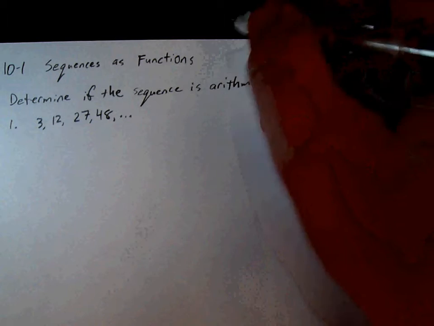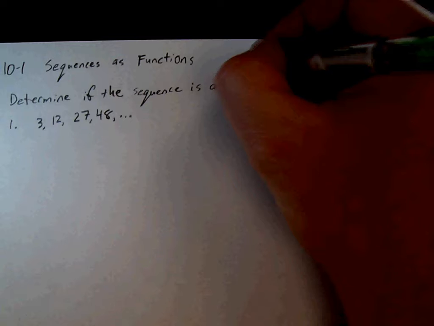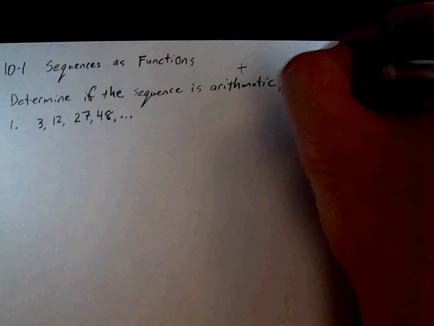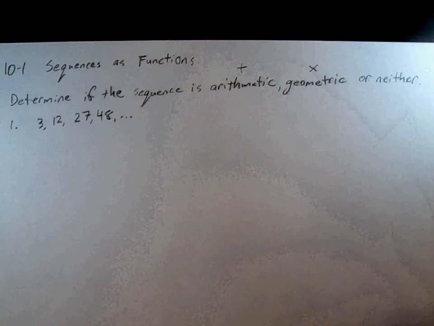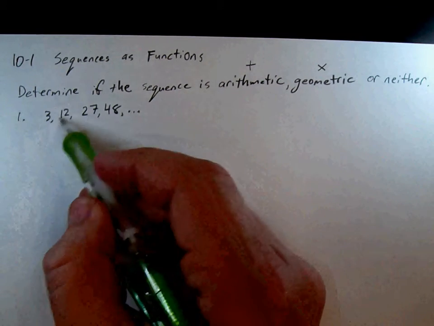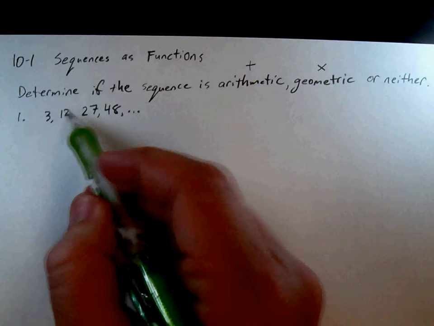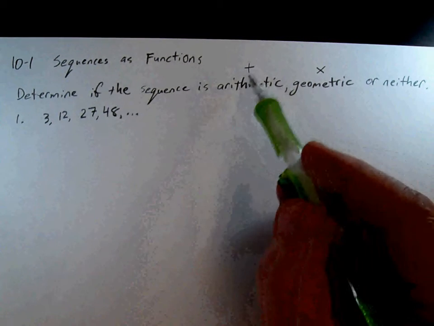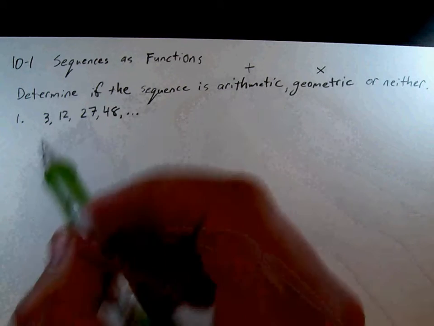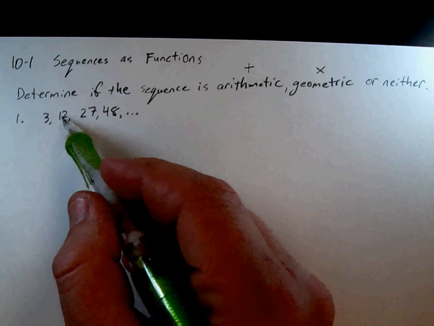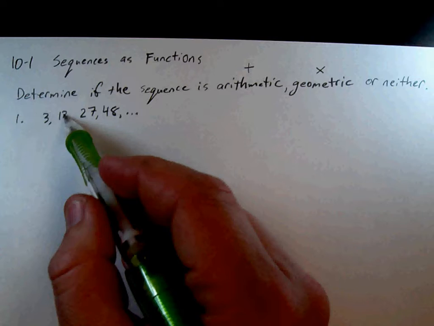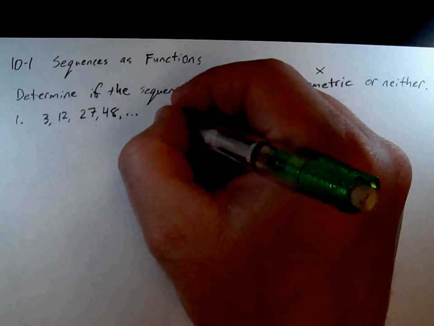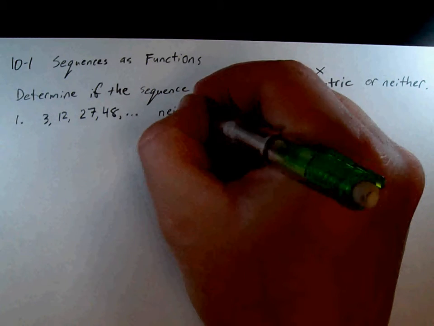In order for it to be arithmetic, we need to have the same number added or subtracted every time. In geometric, we have to have the same number multiplied over and over again. So as I look from 3 to 12, it looks like I added 9. To get from 12 to 27, I added 15. Already, those are two different numbers, so I know it's not arithmetic. Geometric, to get from 3 to 12, I have to multiply by 4. Well, if I take 12 times 4, do I get 27? No, I don't. So therefore, it's not geometric either. That one is neither.